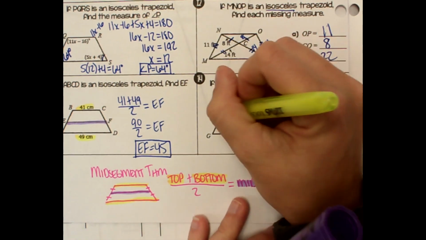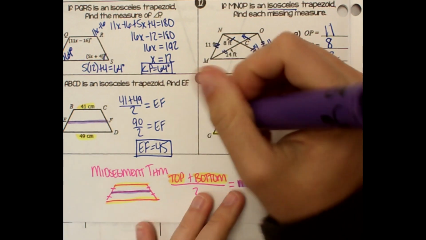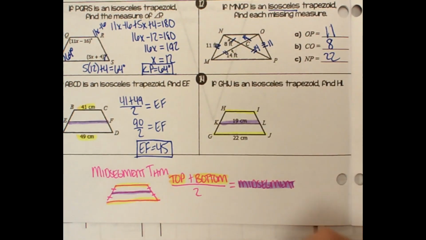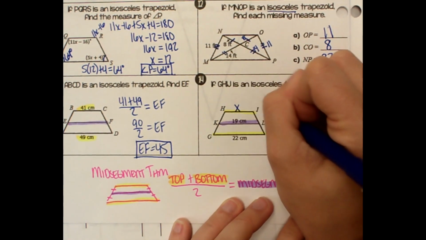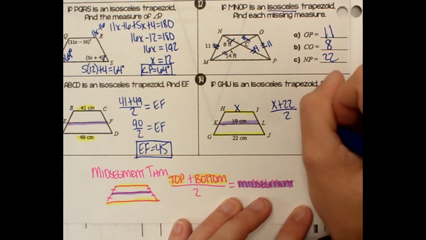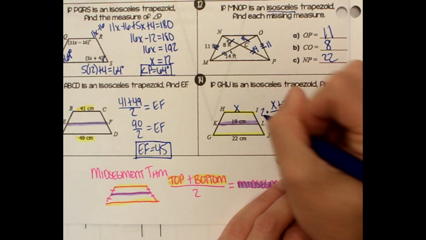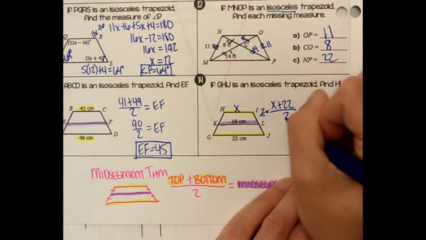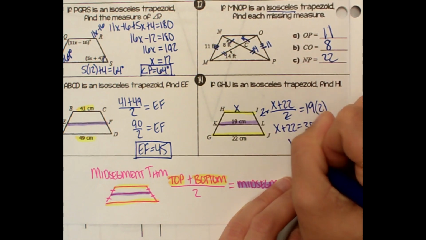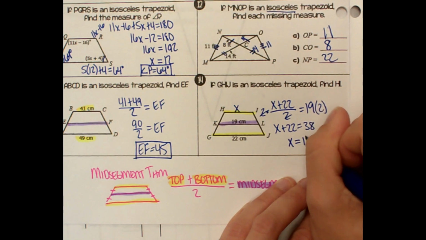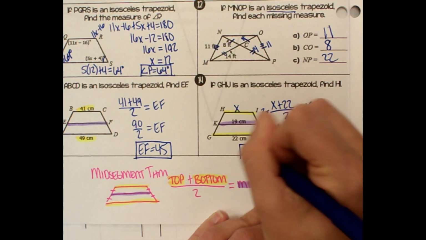So we look at number 14. This time it might not be as easy. They gave you the bottom, and they gave us the mid segment, and they want us to find the top. So this is our x. So we would say x plus 22 divided by 2 is equal to 19. You have to use algebra. You got to get rid of your fraction. Multiply both sides by 2. X plus 22 is equal to 38. Subtract 22. You get that x is 16. So this means that HI is equal to 16.